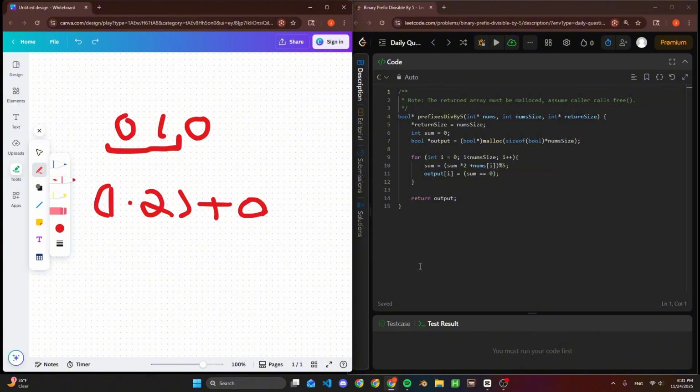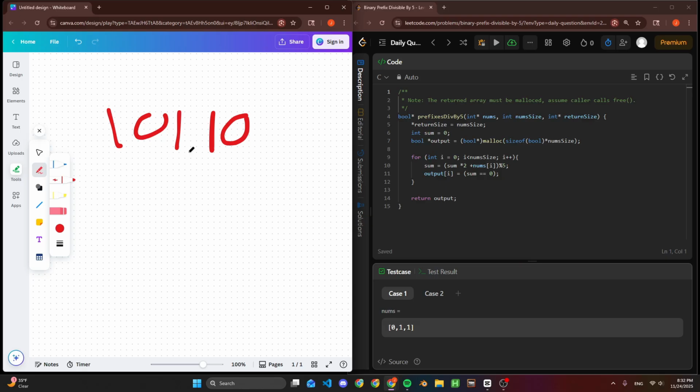So let's go over a test case and trace the code using it. The first prefix we'll look at is 1. So sum is equal to 0 times 2, plus the binary digit, which is 1. So then we get 1, and 1 is not divisible by 5, so we do false. And next, we switch to the next prefix.